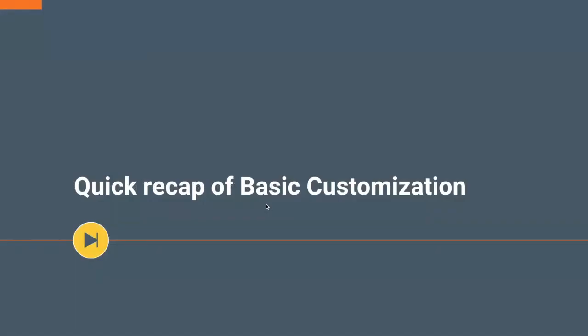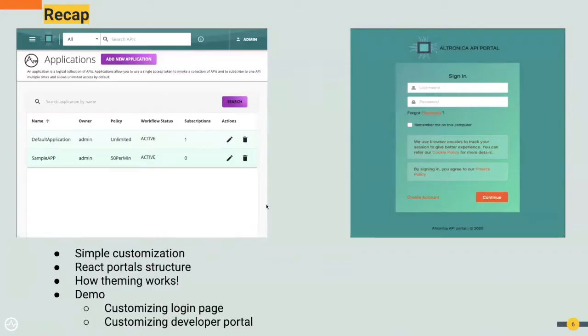First, I will do a quick recap of what we discussed in our previous session. This is our final result from the basic customization. We changed the logo, the color theme, and the global button colors, and we also customized the login page. In that session we discussed the portal structure and how the basic theme works. Then we did a demonstration on customizing the login page and the dev portal.